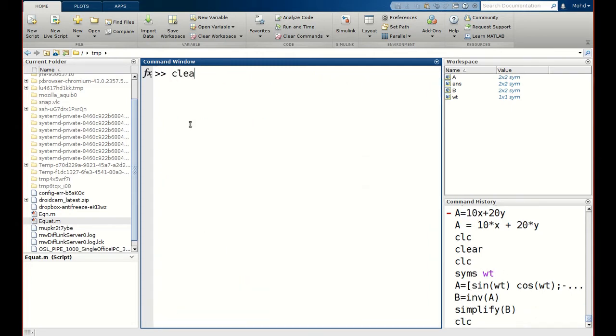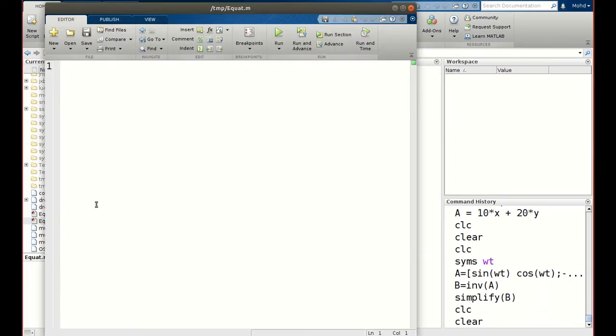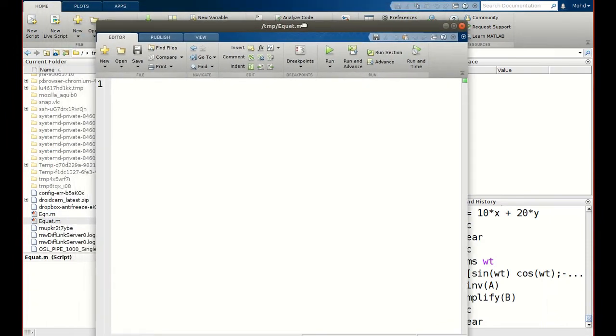So in this way we can take any equation, put it in MATLAB and solve it. So let us try having some more complex equations. I will be using the command window here. I have created a .m file named equate.m, and I will be using this .m file to create some variables. So let me define some variables as syms, which we'll be using for creating equations.